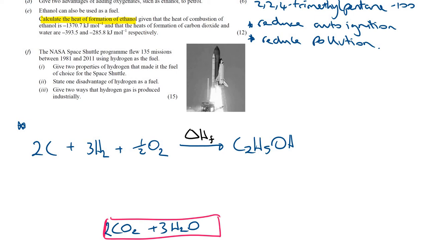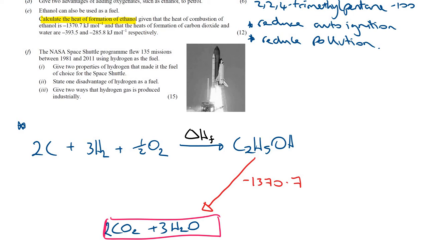So I'd obviously have to add an oxygen to burn that, but we don't need to write that into the balanced equation. Now, it's telling me that the heat of combustion of ethanol, so going from ethanol to my gaseous products, that heat of combustion, which is burning 1 mole of a substance in excess oxygen, is minus 1370.7 kilojoules per mole. It says that the heat of formation of carbon dioxide and water are this.